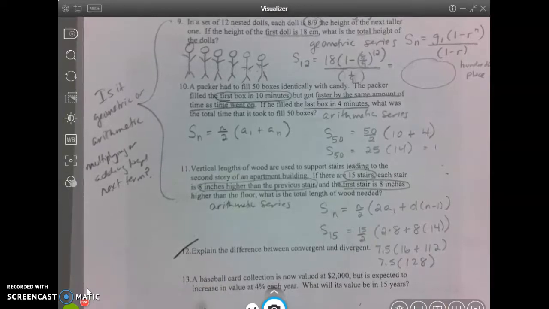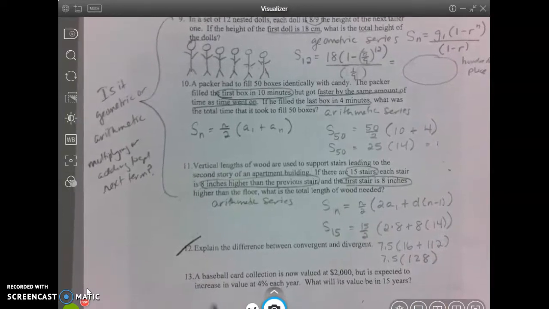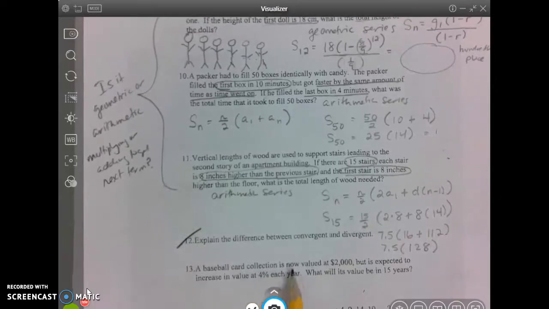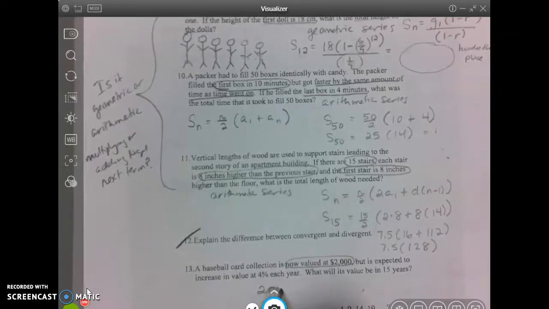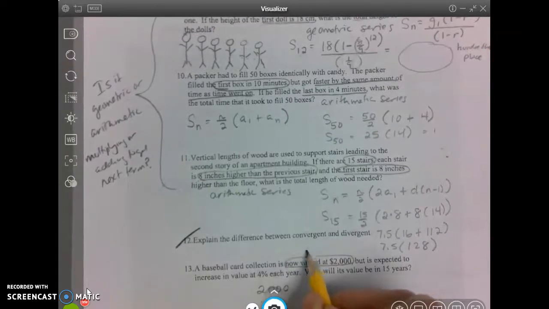12 we're skipping. Let's look at 13. A baseball card collection is now valued at $2,000. That sounds like right now. So that's not after a year, that's right now. But is expected to increase in value at 4% each year. So its starting amount is 2,000. That is going to be G sub 0. It's not after a year, it's right now.